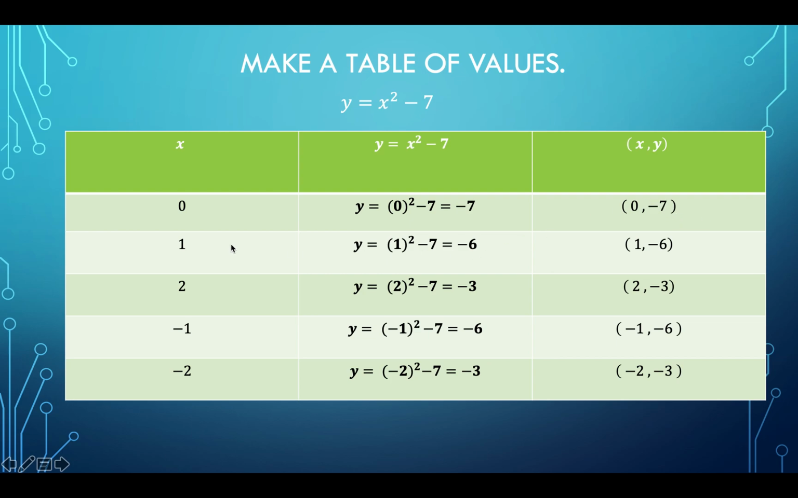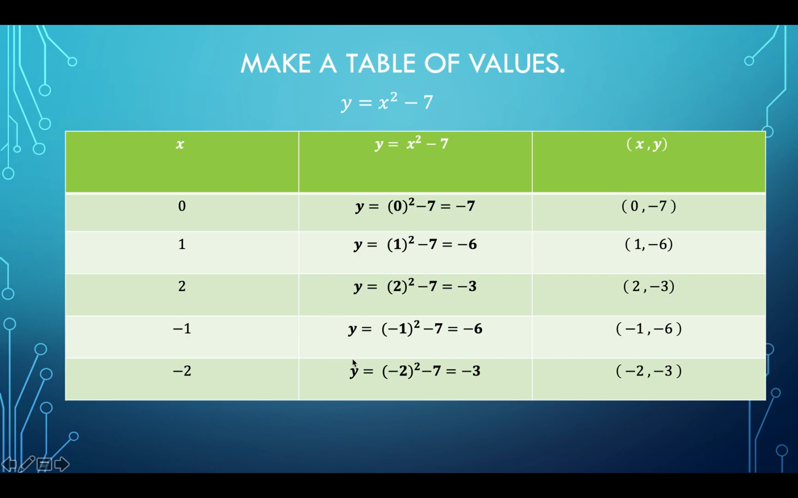Now if I give you 1, you plug in 1 for x, so we do 1 squared minus 7. 1 squared is 1, minus 7 gives me negative 6, so my answer is 1, comma, negative 6. Now, if I give you 2, we plug 2 in for x. PEMDAS, we do 2 squared first, so 2 squared is 4. 4 minus 7 is negative 3, so our x value is 2, and our y value is negative 3.